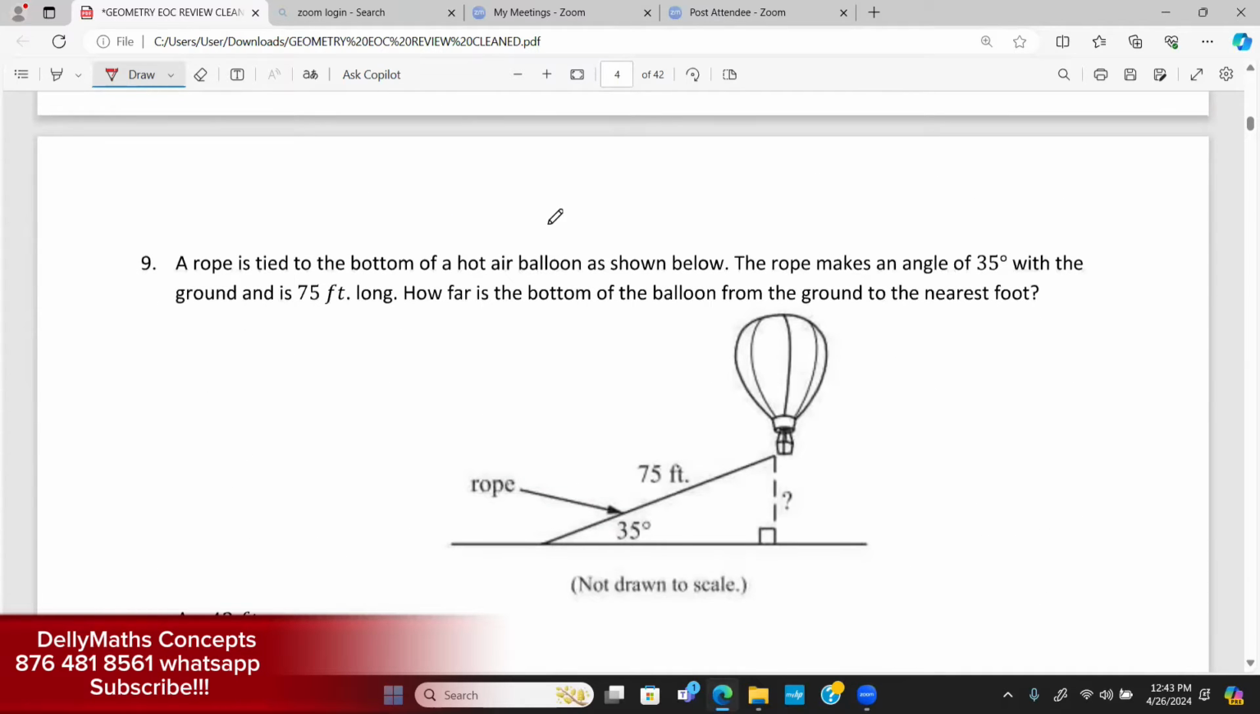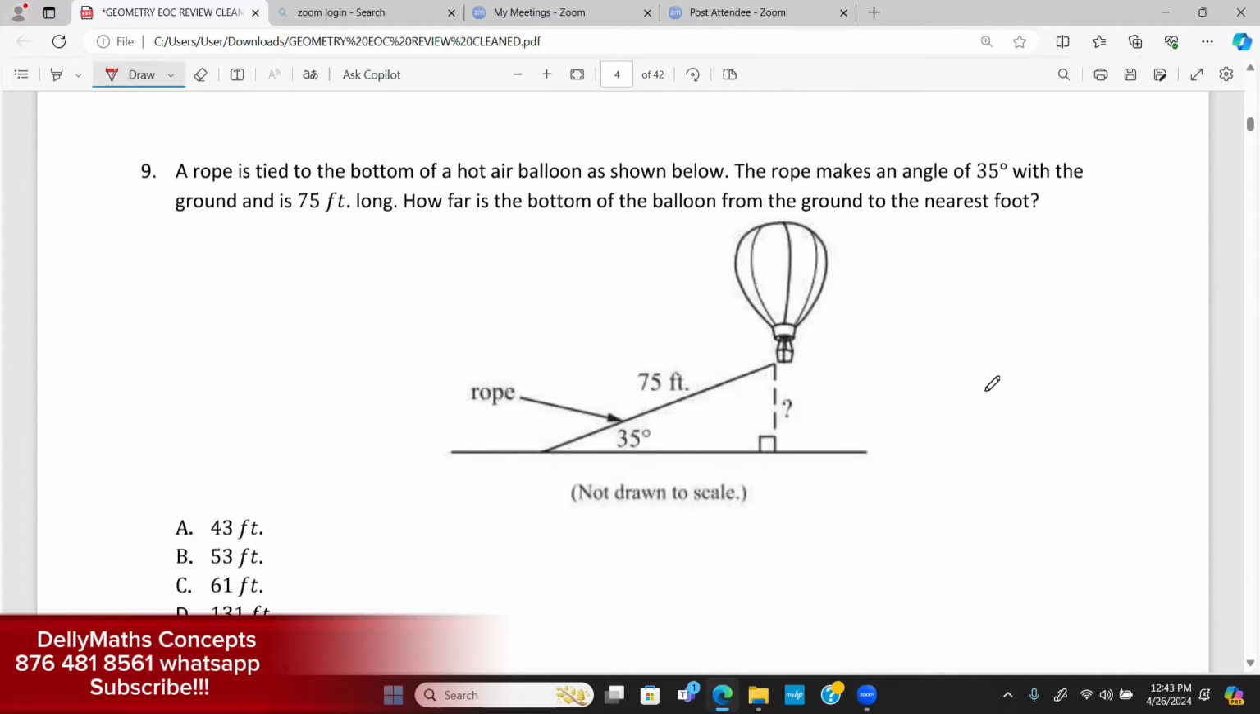Number 9. A rope is tied to the bottom of a hot air balloon, as you could see. The rope makes an angle of 35 degrees right here. We're seeing that diagram. How far is the bottom of the balloon from the ground? So we want to find this distance. Because it's a right angle triangle, we want to find the opposite side to 35, and we have the hypotenuse.